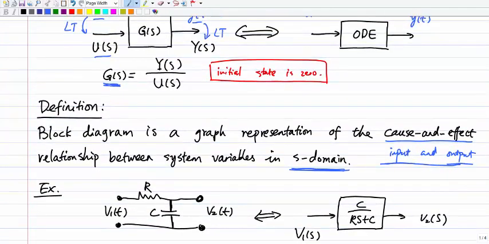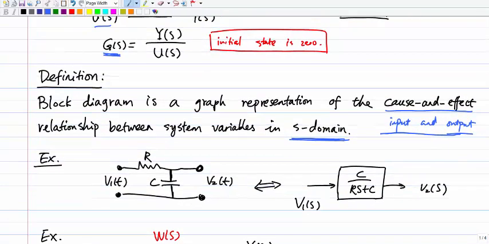Now I'll give you an example about what this means. As I mentioned, the block diagram is a graph representation of the cause and the effect relationship between signal variables in the s domain. So we can define system variables, and you just use those to define the relationship.